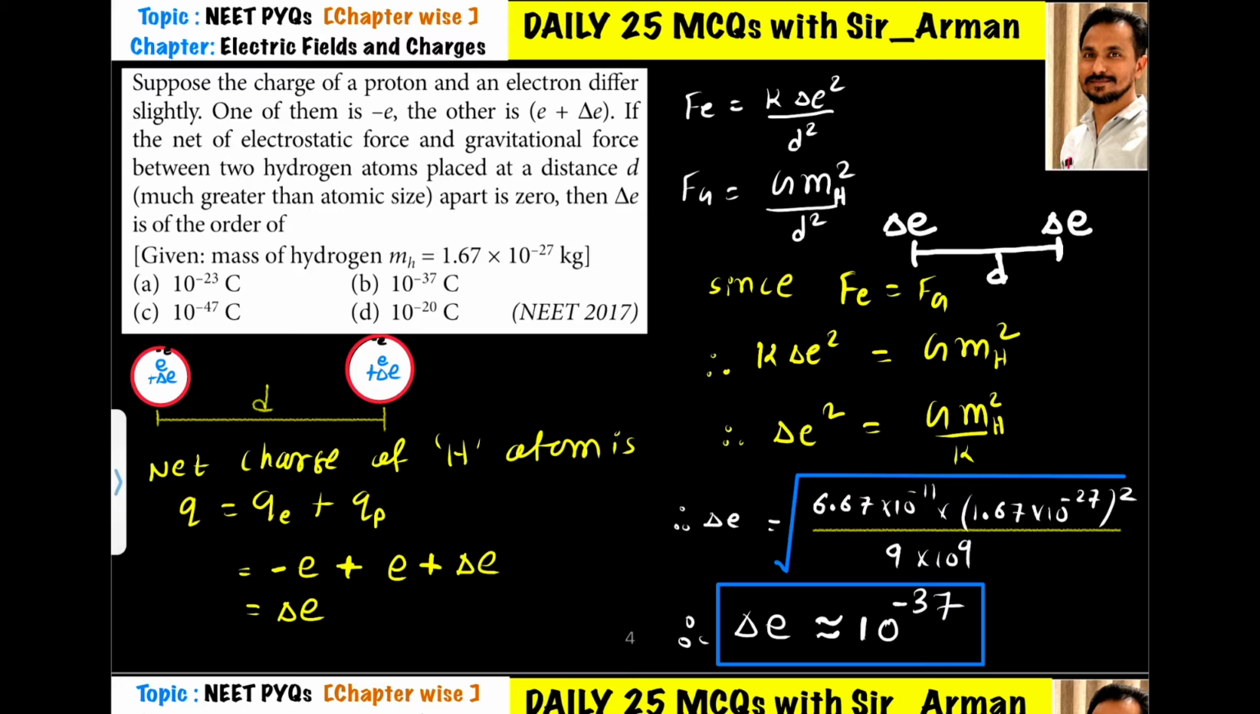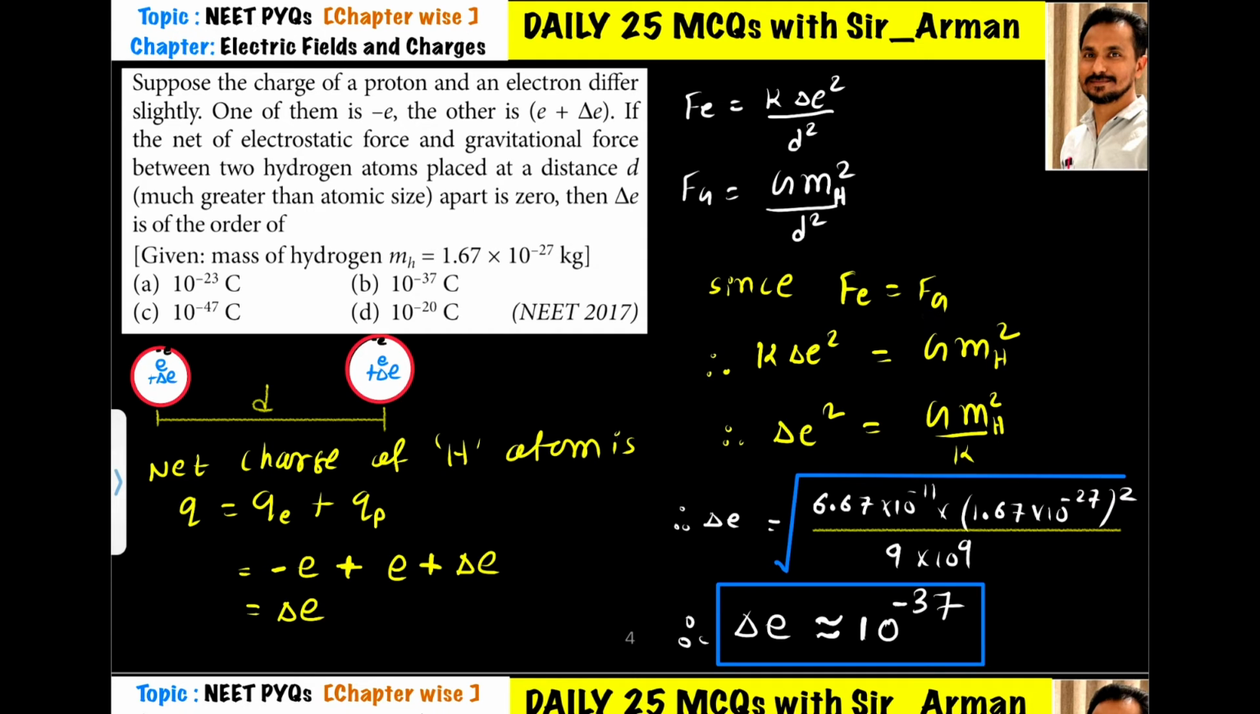What is the electrostatic force between them? F equals k Q1 Q2 by d square, that is, k delta e square by d square. Let us assume mH is the mass of a hydrogen atom. Then what is the gravitational force between them? Fg equals G m1 m2 by d square, where mH is the mass of each hydrogen atom. But it is given that the net force is 0, which means the electrostatic force is balanced by the gravitational force.